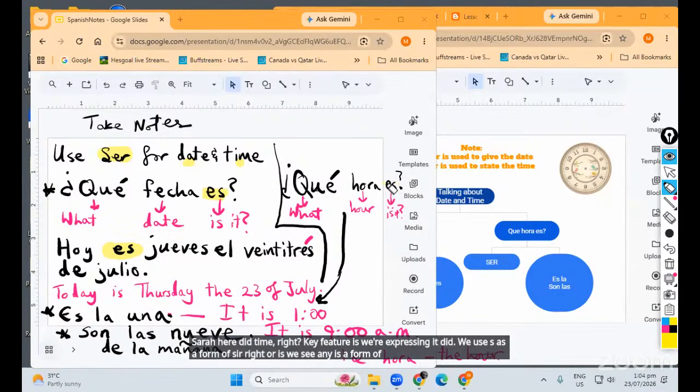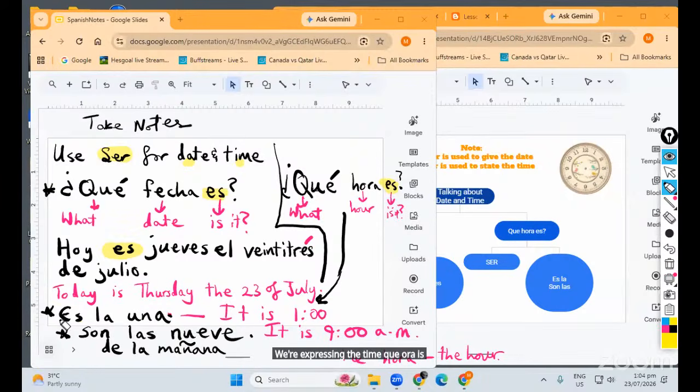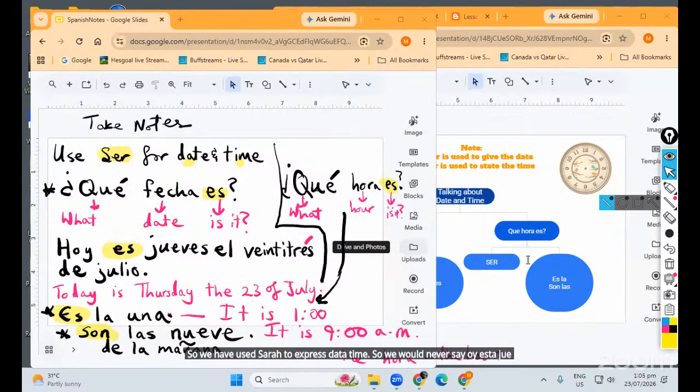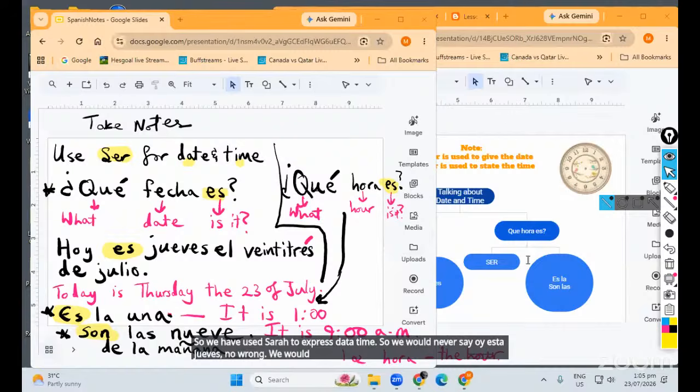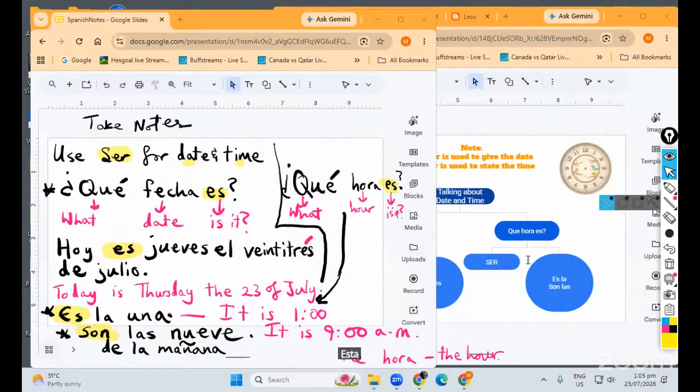We're expressing the time. ¿Qué hora es? Es is a form of ser. Es again, and so on. Right? So we have used ser to express date and time. So we would never say, hoy está jueves. No, wrong. We would never say, está las 11. We would never say that.